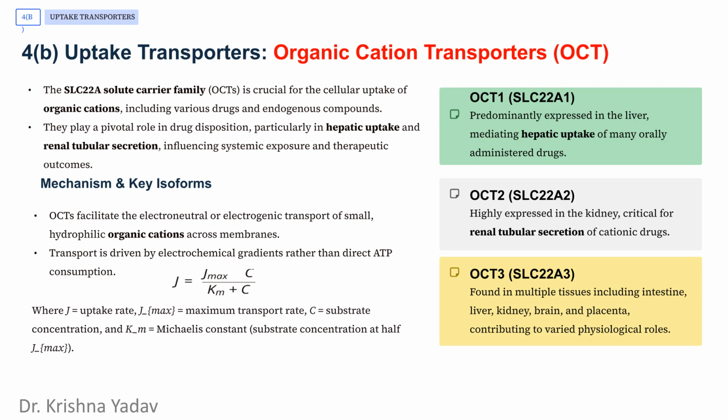Looking at the key isoforms, OCT1, SLC22A1, is predominantly in the liver, mediating hepatic uptake of orally administered drugs. OCT2, SLC22A2, is highly expressed in the kidney, critical for renal secretion of cationic drugs. OCT3, SLC22A3, is widely distributed across multiple tissues, contributing to diverse physiological roles.